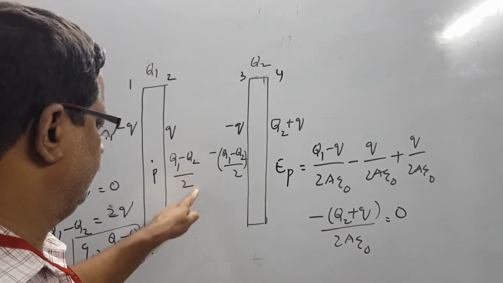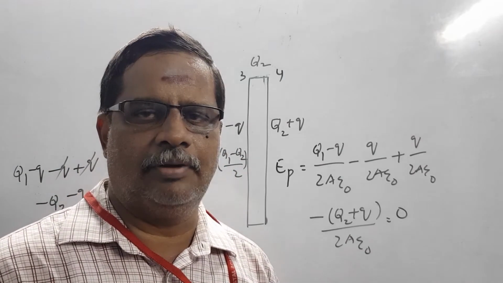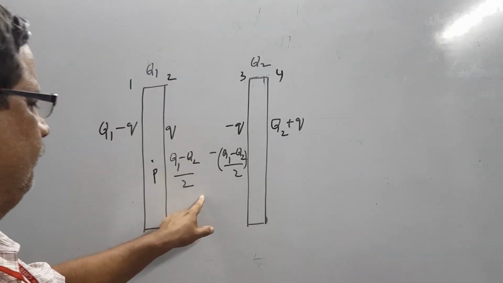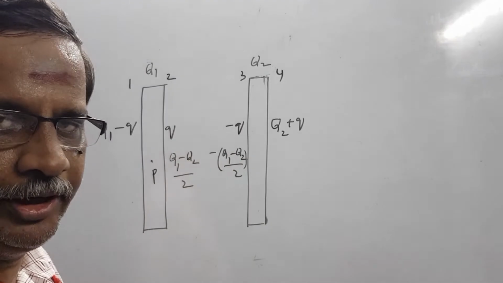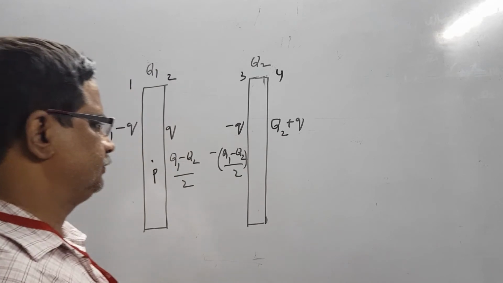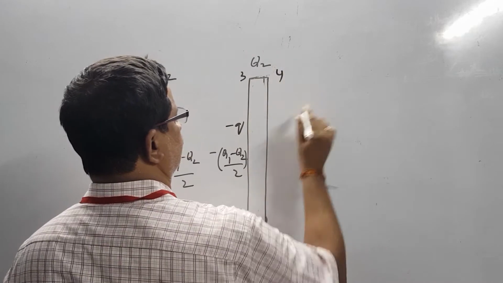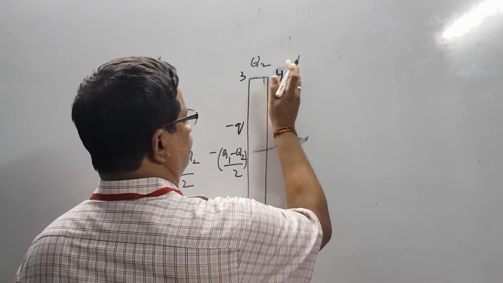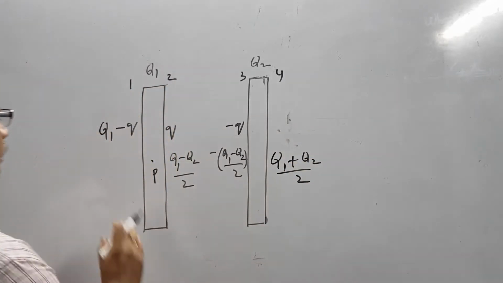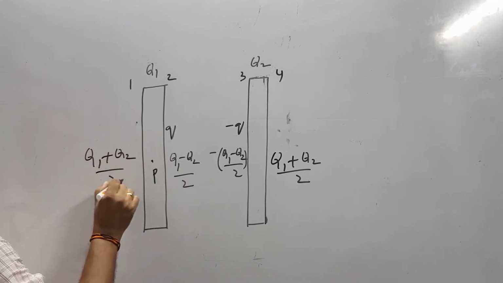So here you have (q1 minus q2)/2, and here we have minus (q1 minus q2)/2. So now we have the charges appearing on the facing surfaces as (q1 minus q2)/2 and minus (q1 minus q2)/2. Now what about the charges appearing on the outer surface of the two plates? If you substitute for q, then you will get this as (q1 plus q2)/2, and this one will also be (q1 plus q2)/2.